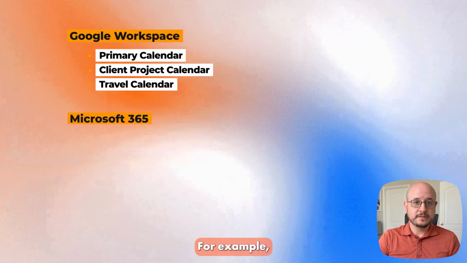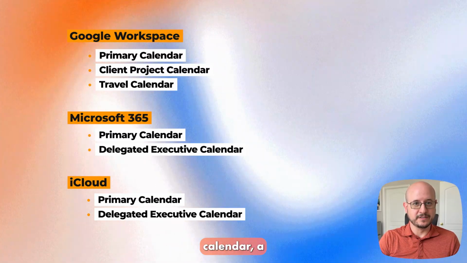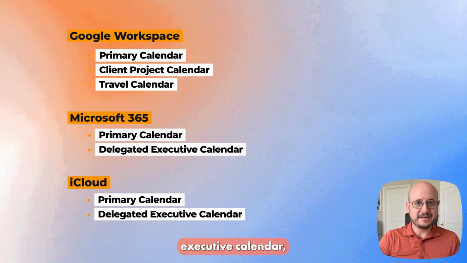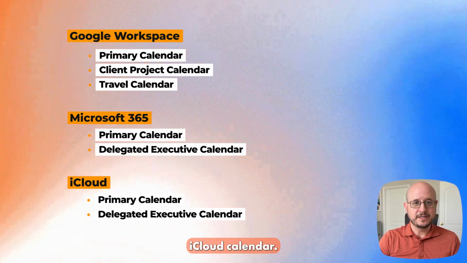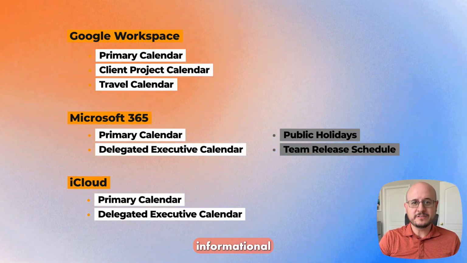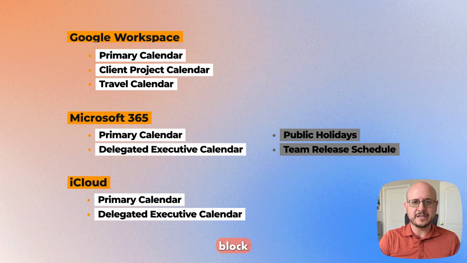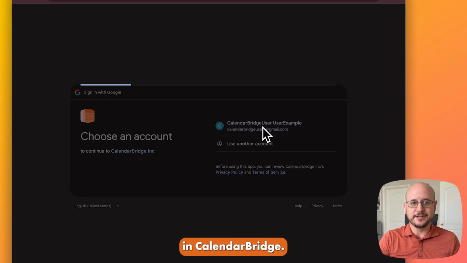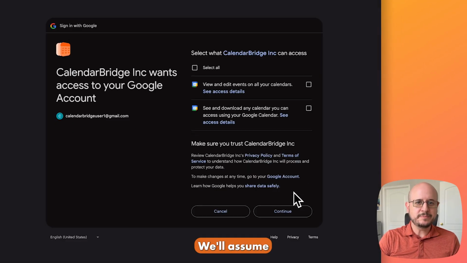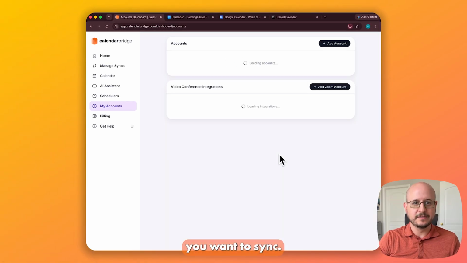For example, you might have a primary calendar, a client project calendar, a delegated executive calendar, or a personal iCloud calendar. You can ignore informational calendars like public holidays or release schedules since they don't block your availability. Now that you know which type of sync you need, let's build it in CalendarBridge. We'll assume you've already signed in and connected the calendar accounts you want to sync.